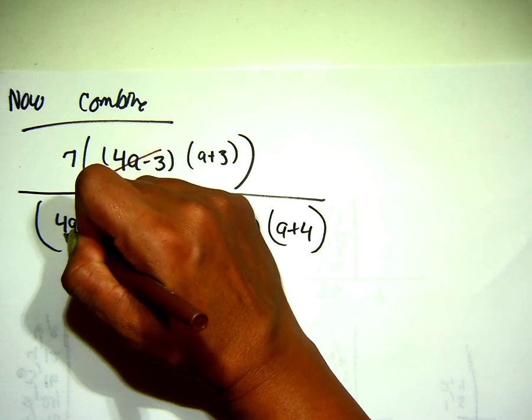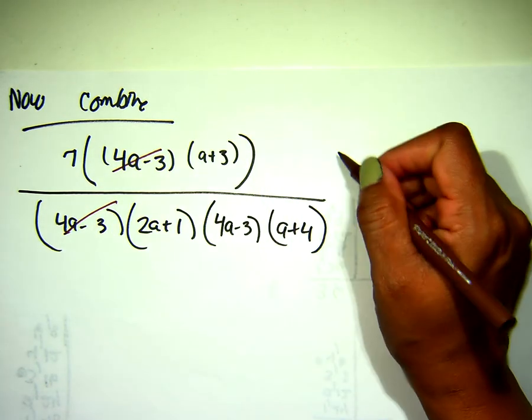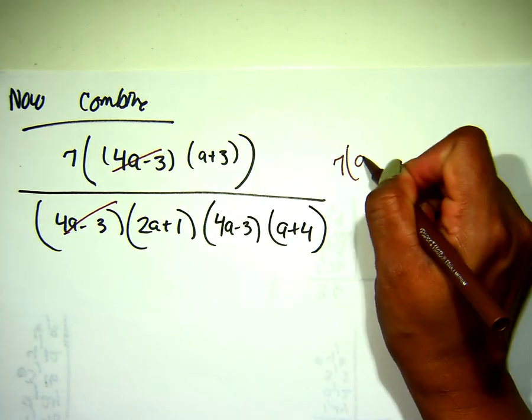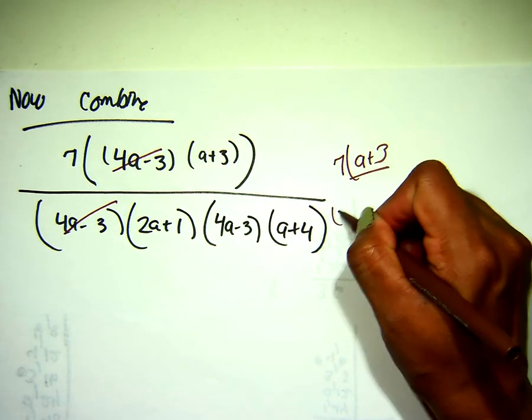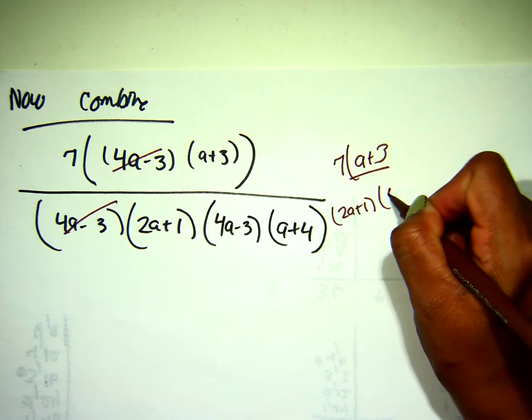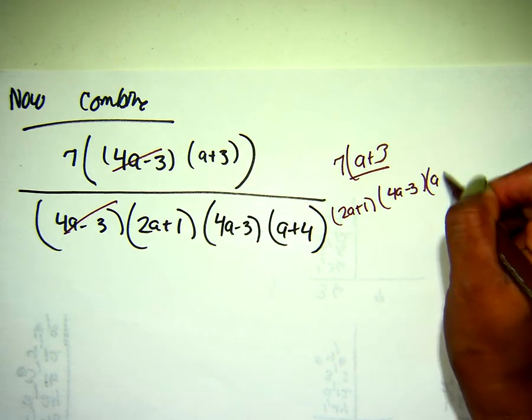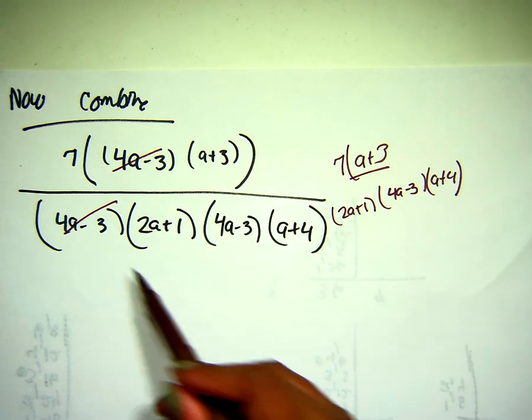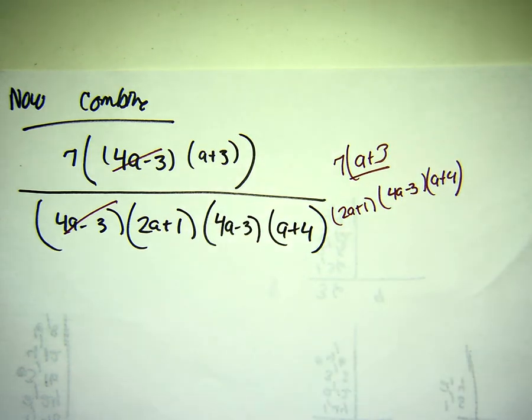But I know they'll cancel and that cancels. So it looks like you're going to be left with 7 times a plus 3 over 2a plus 1 times 4a minus 3 times a plus 4. The denominator, I know I just showed you how to do that, but I misplaced the numerator. That's my fault, 100% all the way. So you're going to get that problem partially correct.